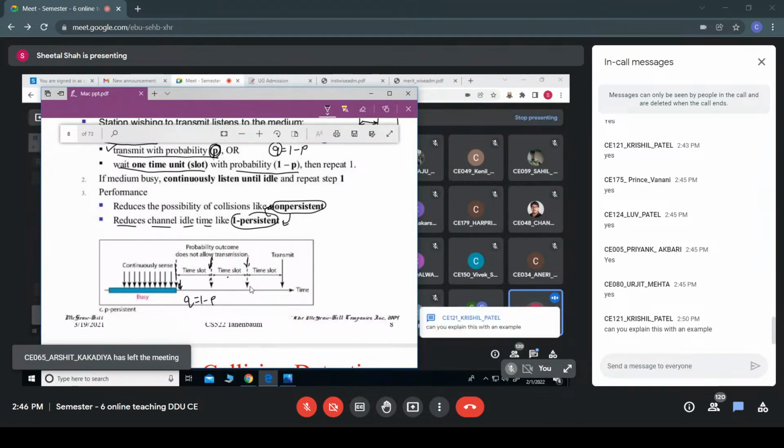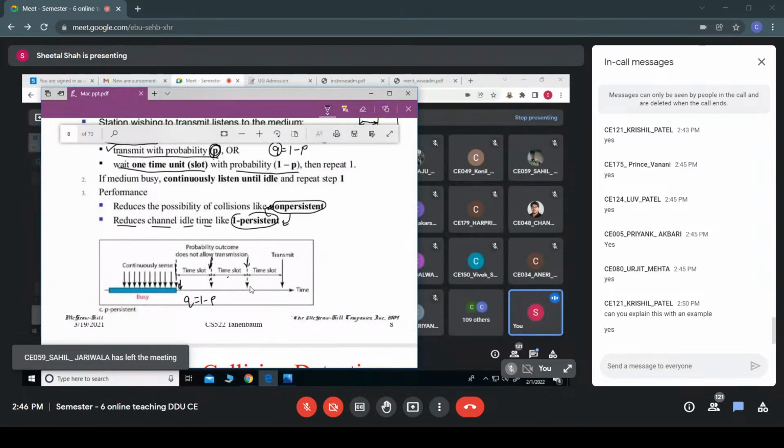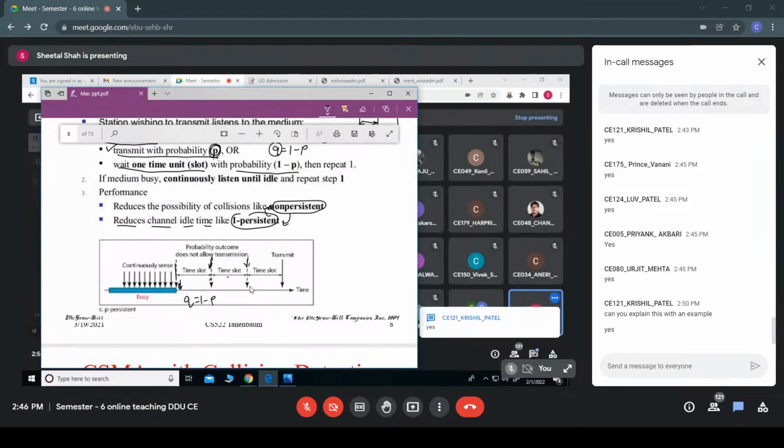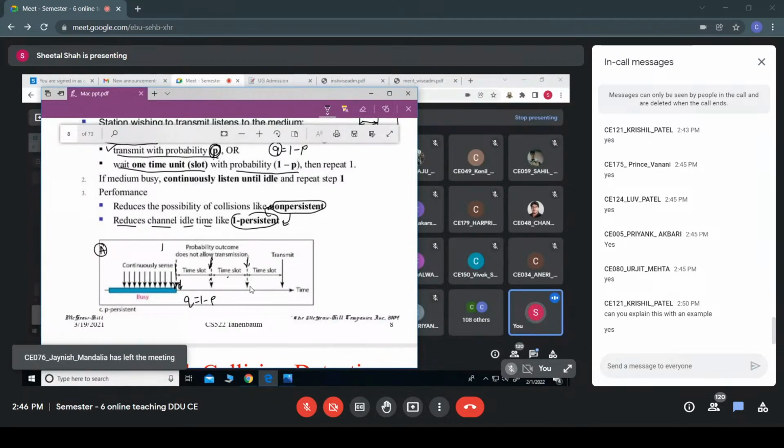Any doubts if you are having, let me know. This one, you mean to say, okay. See, this is same as that of one persistent CSMA. Continuously, it checks the channel. As soon as the channel becomes free, suppose station A as well as station B, both of them have some frames ready with them to transmit over the channel. Okay. Now what happens when it finds that the channel is idle?